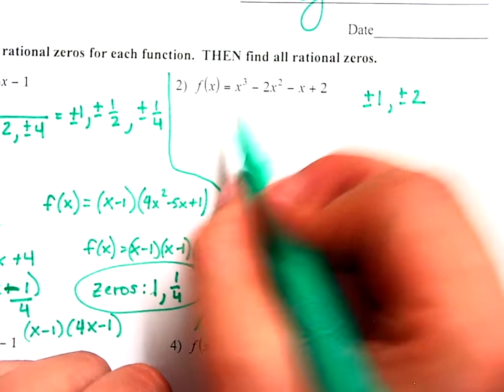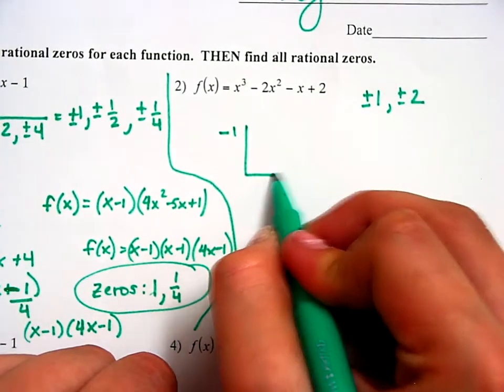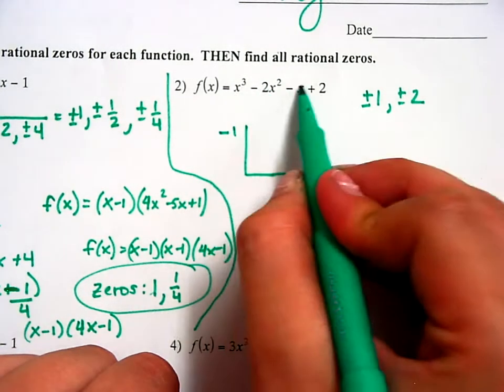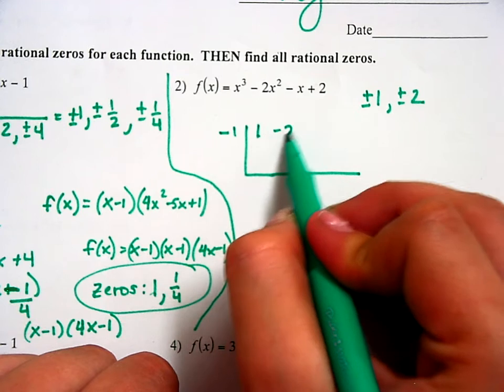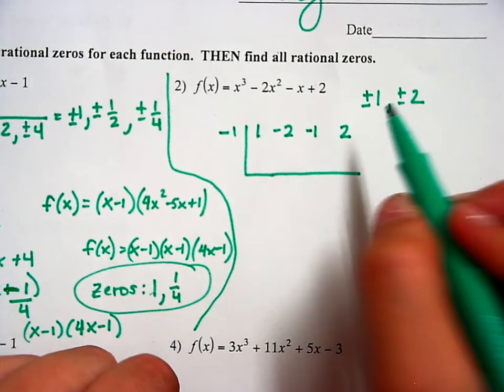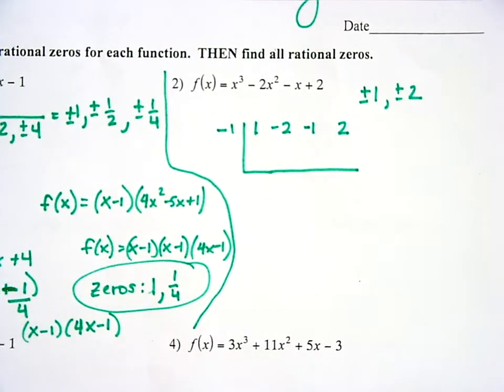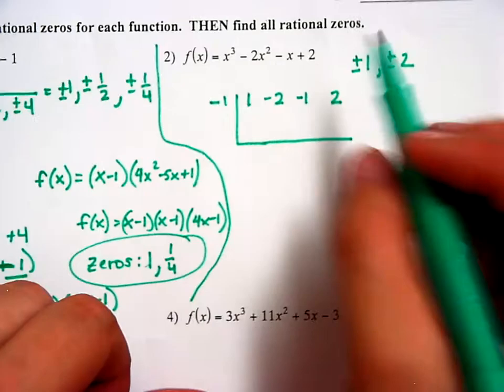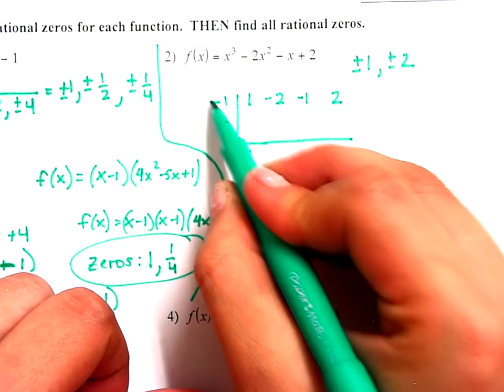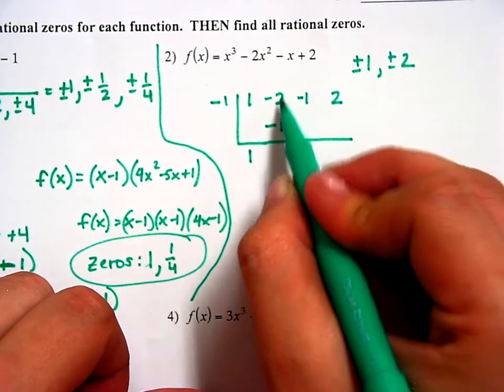So I'm going to write -1, and we're going to try synthetic division. So let's write our coefficients, 1, -2, -1, and 2. And we're going to divide. So again, just like before, use synthetic division. You bring your 1 down, multiply, and add.